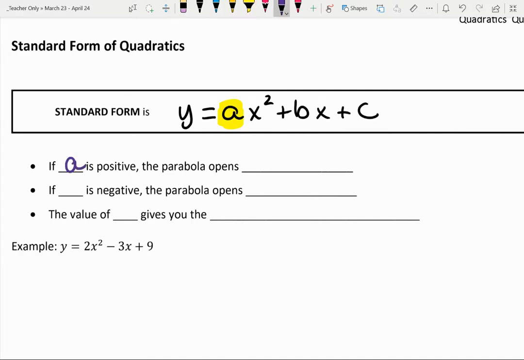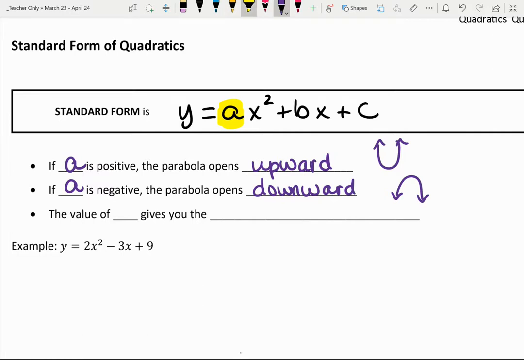So if a is positive, then the parabola opens upward, right? And our vertex will be a minimum. If a is negative, the parabola opens downward, and our vertex will be a maximum.